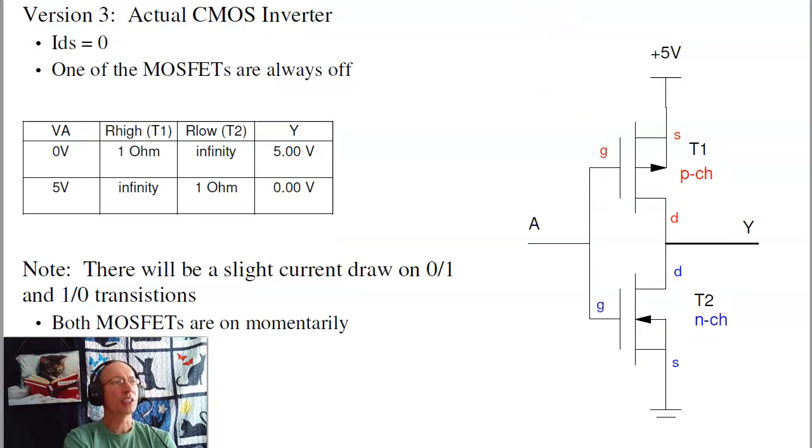The way MOSFET inverters are actually built is put the two together. I have a P-channel on the high side, N-channel on the low side. When A is 5 volts, the N-channel MOSFET turns on, and Y is pulled to ground. When A is 0 volts, the P-channel MOSFET turns on, and Y is pulled high. The advantage of this is at any given time, one of the two MOSFETs is off, so the current draw is 0. This is way better than TTL or DTL logic. It uses no power to maintain its state.